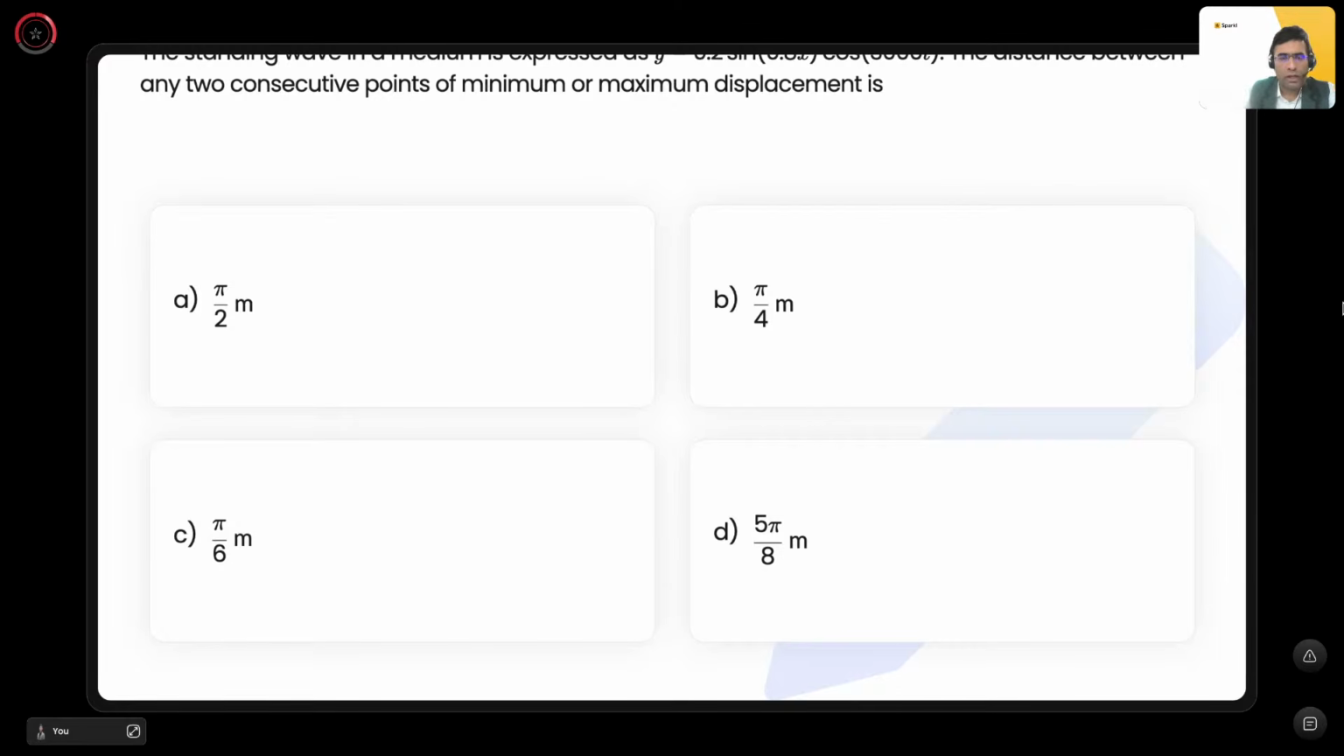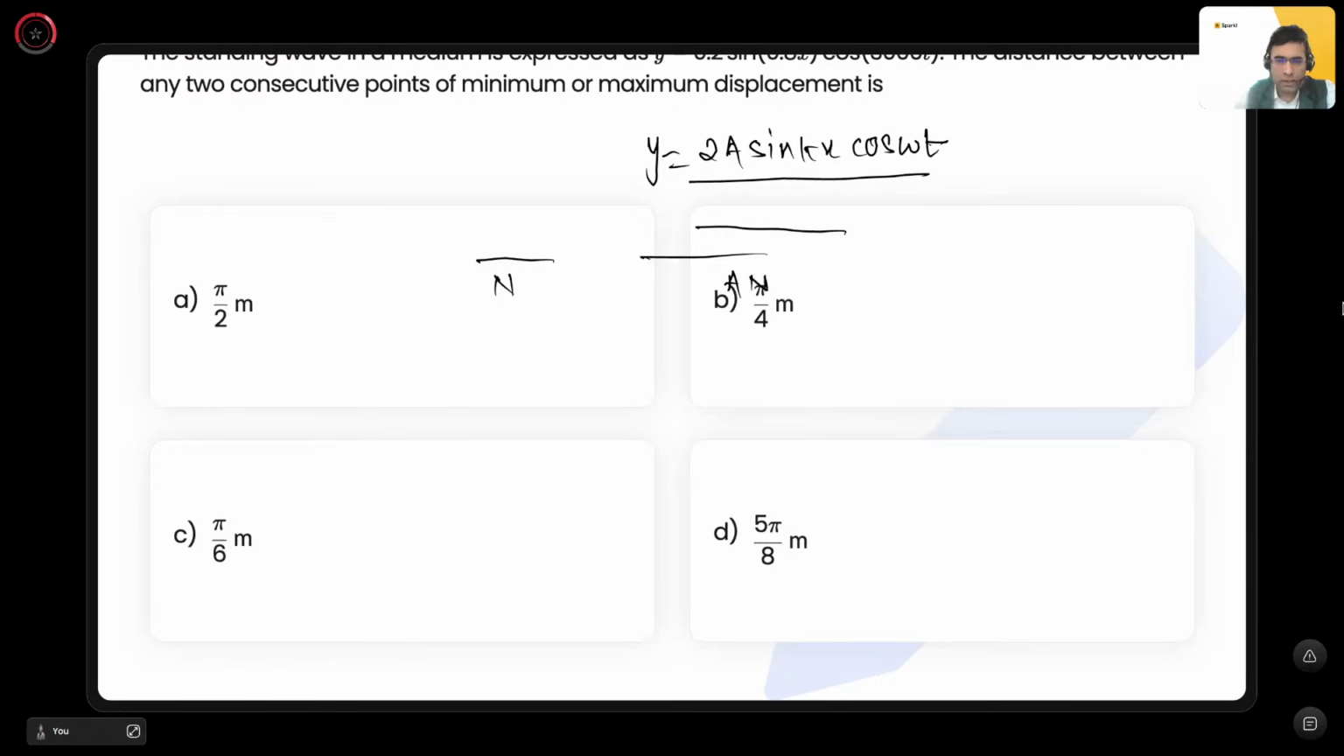So let's compare it with the equation y is equal to 2a sin kx cos omega t. This is the standard equation of a standing wave. So यहाँ से हमको compare करना पड़ेगा. Let's read the question. The standing wave in a medium is expressed as this: the distance between two consecutive points of minimum and maximum displacement. So minimum displacement is a node, maximum displacement is an antinode, and distance between two consecutive nodes and antinodes कितना होता है? lambda by 4 होता है. So you have to find lambda from over here.